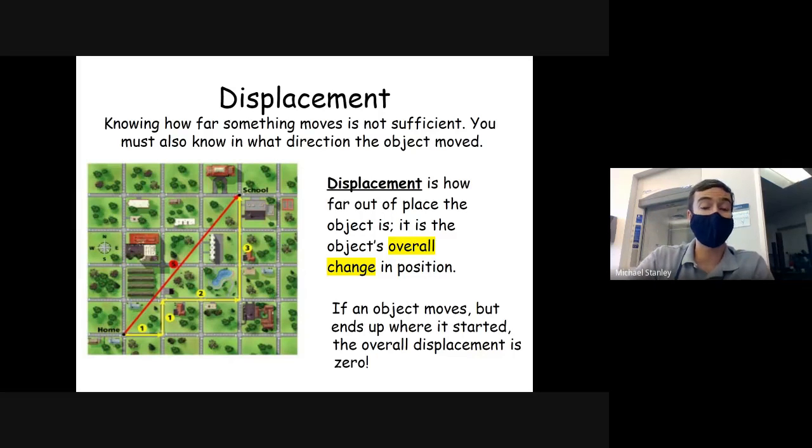Does anybody have any distance or displacement related questions so far? No, sir.